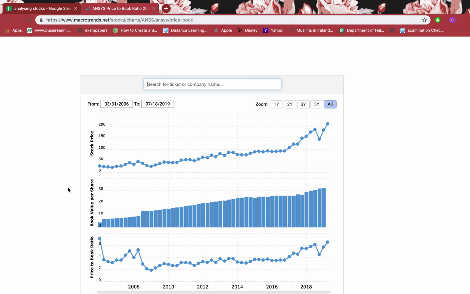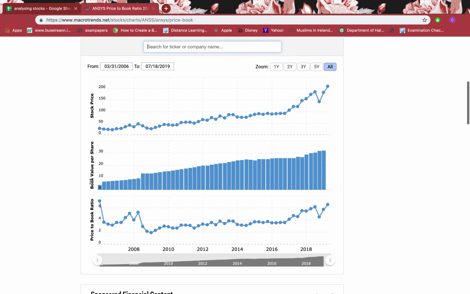Book value is the real worth of a share, and stock price is the market price. If book value is $1 and stock price is $2, that means you're paying $2 to buy something that is $1 worth. You're buying something expensive.